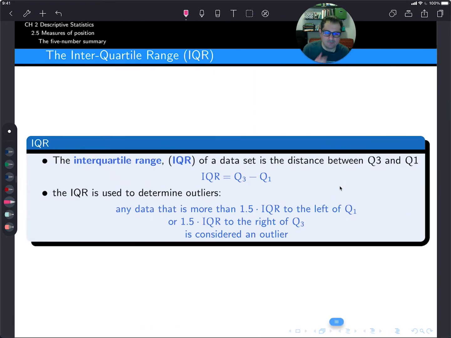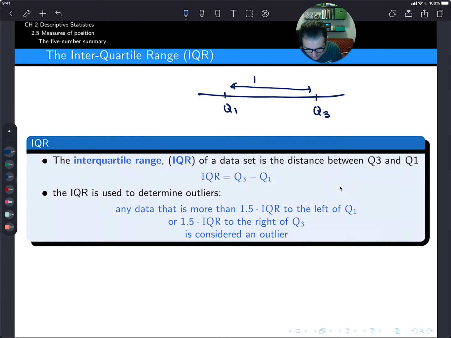What do we want that for? Well, the IQR is one of the ways we're going to define what an outlier is. There are a few ways to define an outlier. The one we're going to focus on in an introductory course is the one that uses the IQR. So you have your Q1 and your Q3. Imagine you have a number line, and I have the Q1 and the Q3 over here. So this is the IQR.